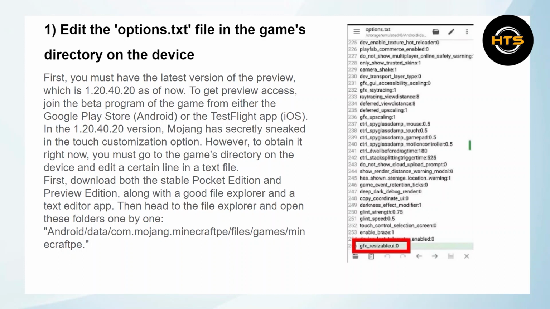In this version, Mojang has secretly sneaked in the touch customization option. However, to obtain it right now, you must go to the game's directory on the device and edit a certain line in the text file.